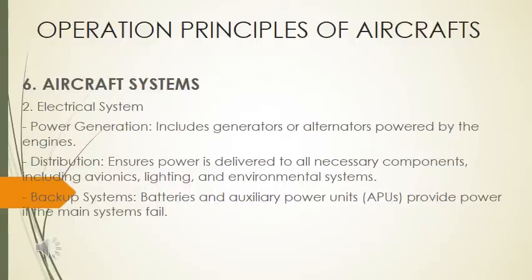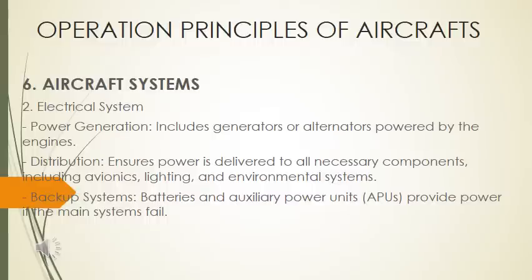Alright, next, the electrical system. I have not talked about this before. First, power generation. It includes generators or alternators powered by the engines. Not all the power generated by the engines is used for thrust or to drive the propeller, as the case may be. Some portion of the power generated can be used to power generators or alternators used for other electrical systems in the aircraft. Distribution ensures power is delivered to all necessary components, including avionics, lighting, and environmental systems.